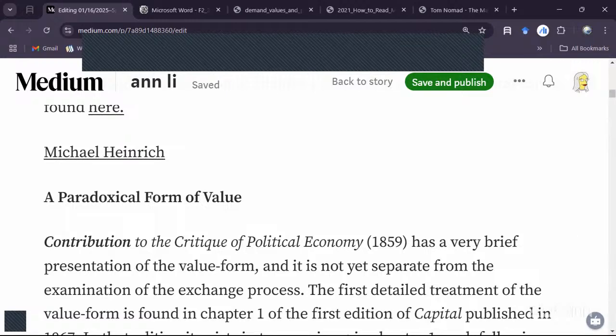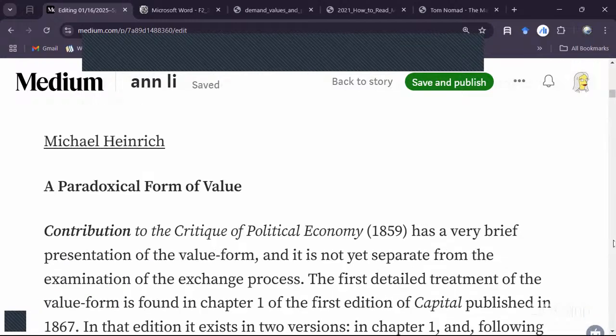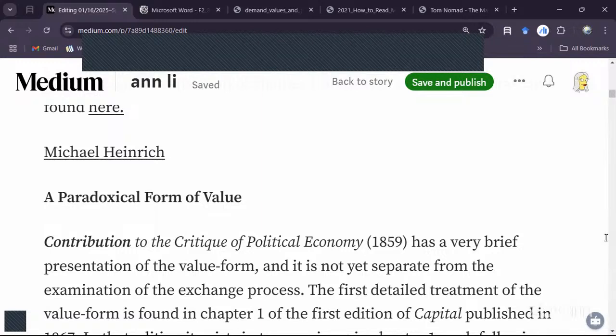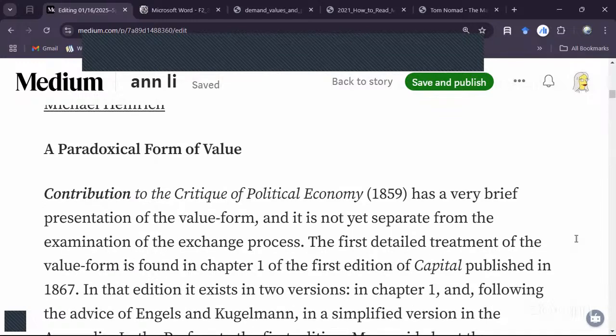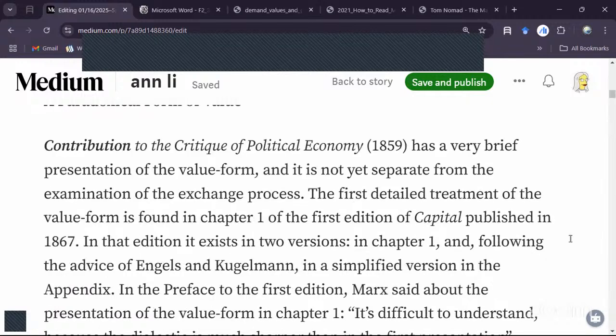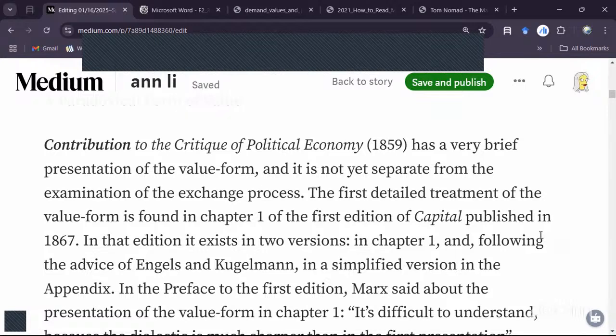So here, in Appendix 3, a paradoxical form of value. The Contribution to the Critique of Political Economy of 1859 has a very brief presentation of the value form, and is not yet separate from the examination of the exchange process. The first detailed treatment of the value form is found in Chapter 1 of the first edition of Capital, published in 1867. In that edition, it exists in two versions, in Chapter 1 and, following the advice of Engels and Kugelmann, in a simplified version in the appendix.